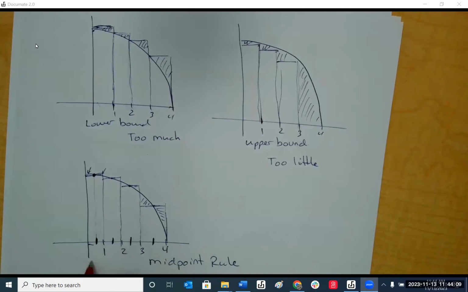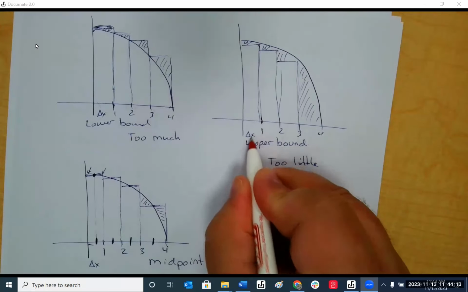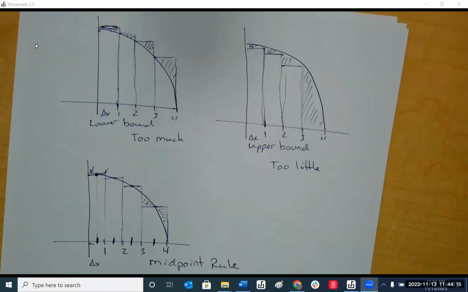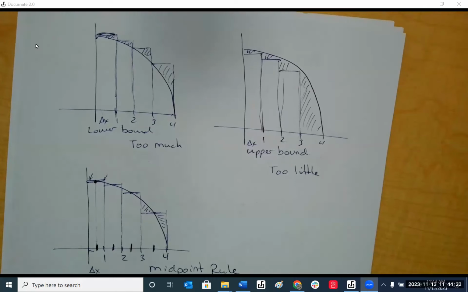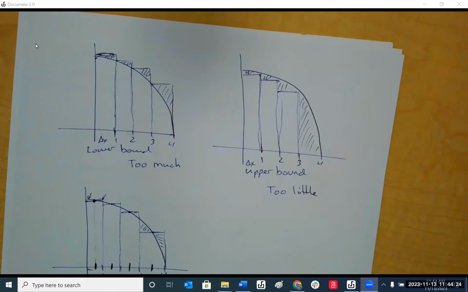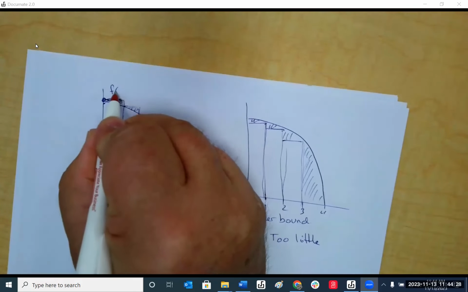So your delta X is the same in all of these. Only thing that changes is what? Is the f of x value.